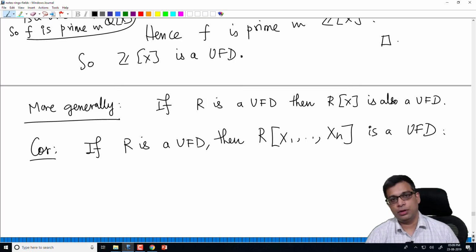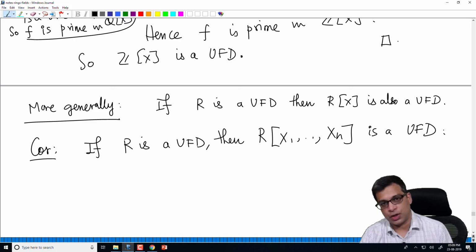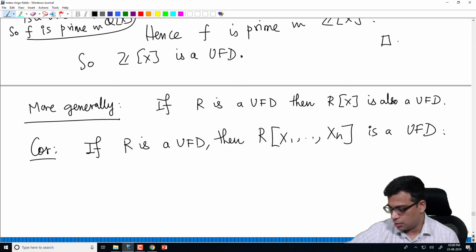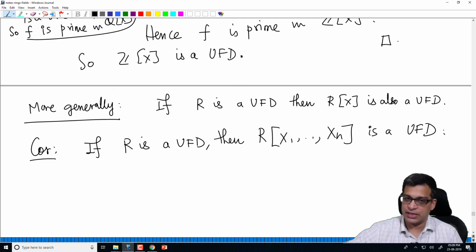This is just like the Hilbert basis theorem. If R is Noetherian, R[x] is Noetherian. Then R[x] with another variable is also Noetherian. Similarly, if R is a UFD, R[x] is a UFD. So you can keep adding variables. At each stage you have a UFD. So in the next stage you are adding one more variable, and it is a UFD.